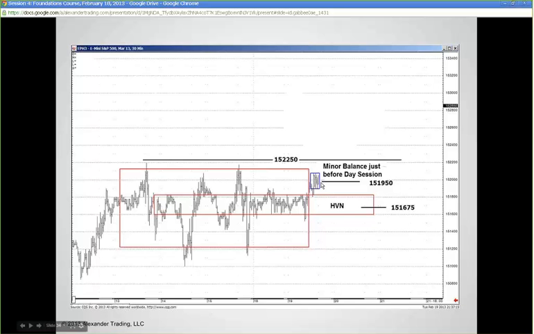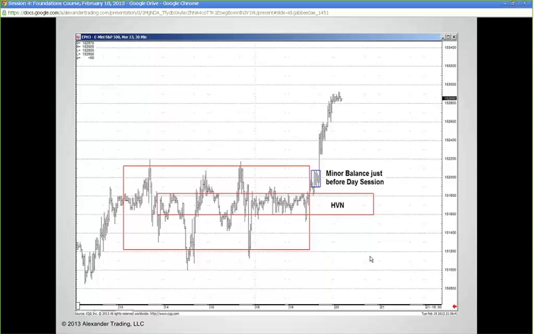Because, first of all, you have the rejection down here from Globex, and then you have a balance area forming on top of the high volume node, and certainly well above the high volume node. So that's pretty compelling evidence that I really should be leaning long in this situation. And then this is what happened.